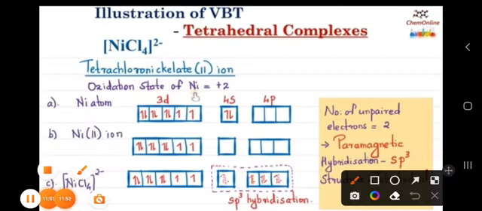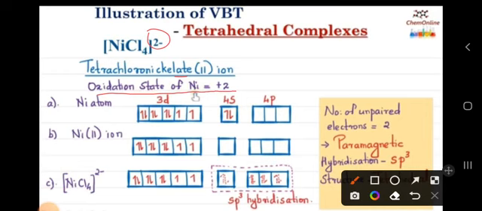First of all, let us see nickel tetrachloride. Here we are taking a tetrahedral complex. Since there is a negative charge, the suffix is 'ate'. The oxidation state of nickel is +2. What is the atomic number of nickel? It is 28.